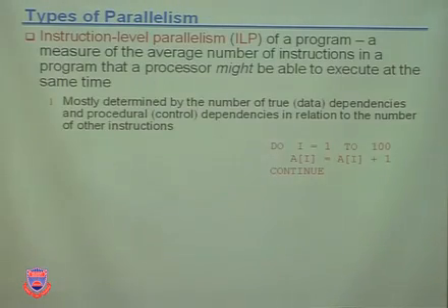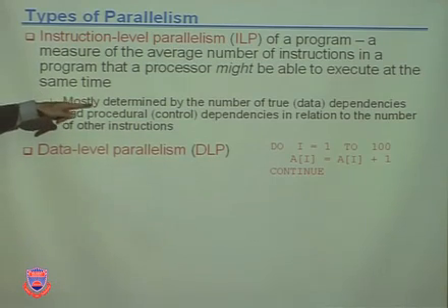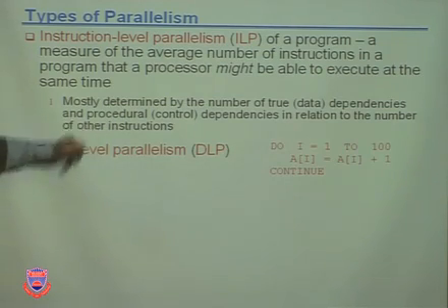Okay. All right, let's look at types of parallelism. We talked about instruction level parallelism of a program. That's a measure of the average number of instructions that a processor might be able to execute at the same time. IPC. ILP, instruction level parallelism. Very, very common. Okay, mostly it's determined by the true data dependencies. You know, is this one needed for that one? And procedural dependencies like the jumps, and especially the conditional branches, in relation to the other instructions.